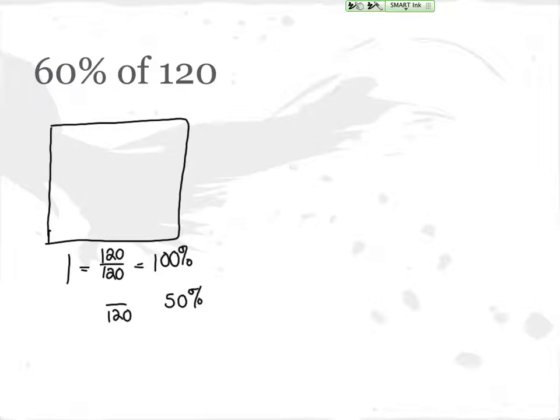Elise? 60. We're looking for 60%, right? Now, if I wanted to break this up so I could find out how much is 60%, what could I do to find 60% of 120? Lily? You could split the rectangle in half.